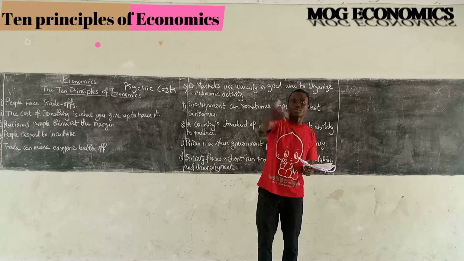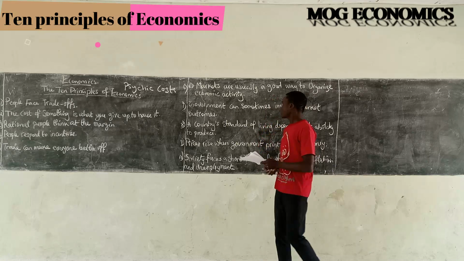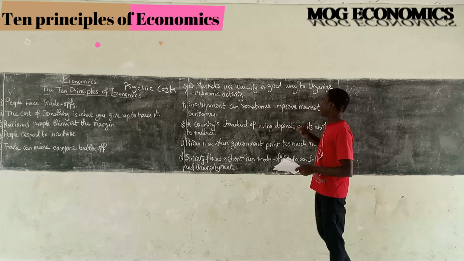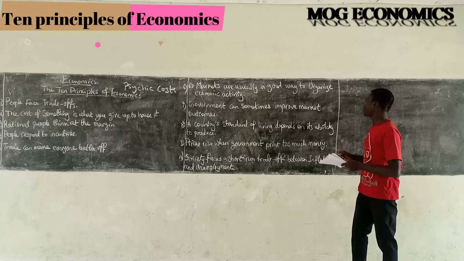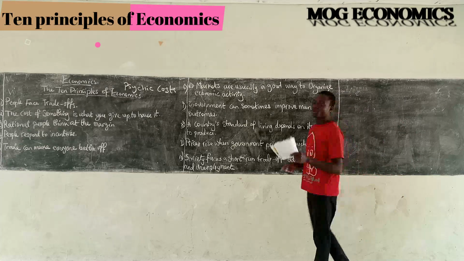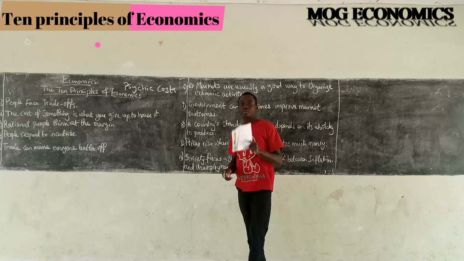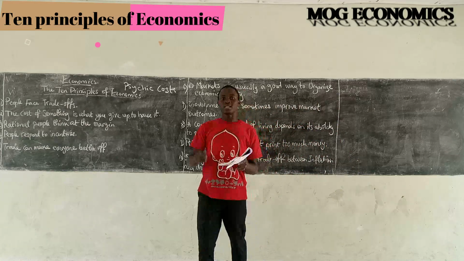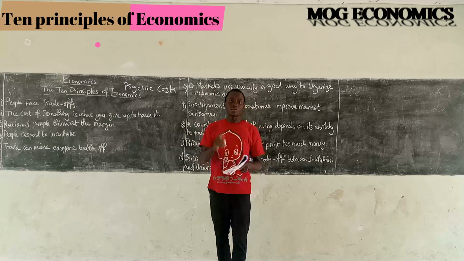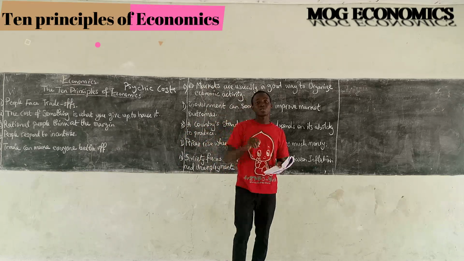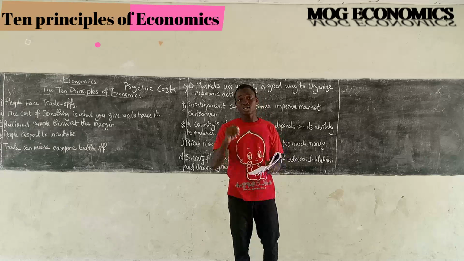Over time, you're going to understand what I'm saying. So when we say a free market, that mindset is actually a free market. Free markets are usually a good way to organize economic activity. Why? Because number one, a free market ensures that only what people value is what is produced.